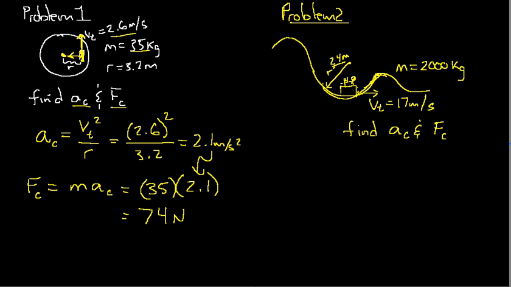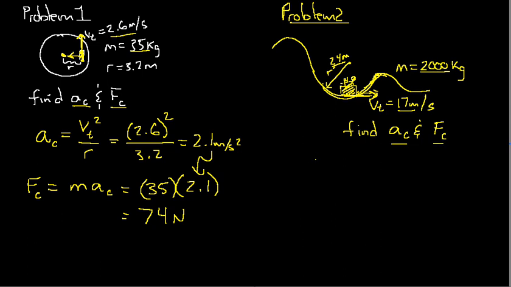We have a car here with people in it, and the mass is 2,000 kilograms. And the tangential velocity, which is the velocity right at that point, is going to be 17 meters per second. We're asked to find the centripetal acceleration and the centripetal force.